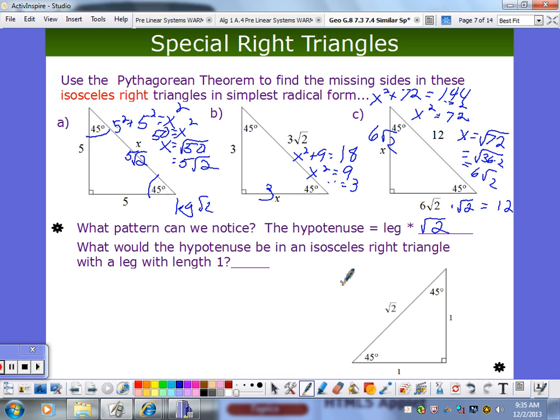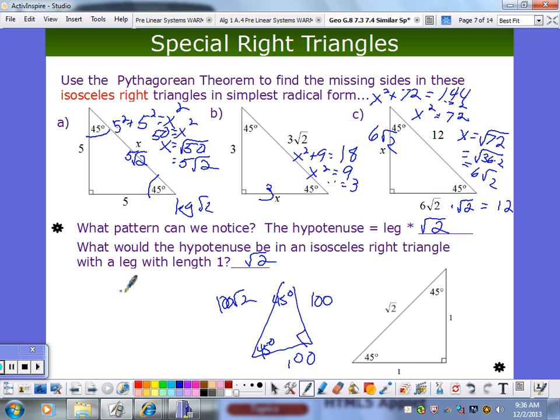So what would the hypotenuse be in an isosceles right triangle with a leg of length 1? Just the square root of 2. We can kind of look at a general case. So what if the leg is 10? What's the hypotenuse? You have one of these. This is a 45, 45, 90 triangle. It's a special triangle. What if each leg is 10? Without having to use the Pythagorean theorem or anything, what is the hypotenuse? 10 rad 2. That's it. That's as easy as it gets, right? What if this was 100? 100 rad 2.